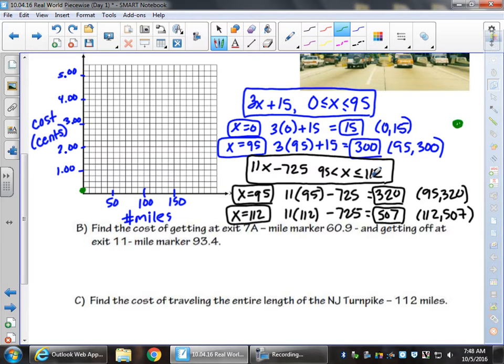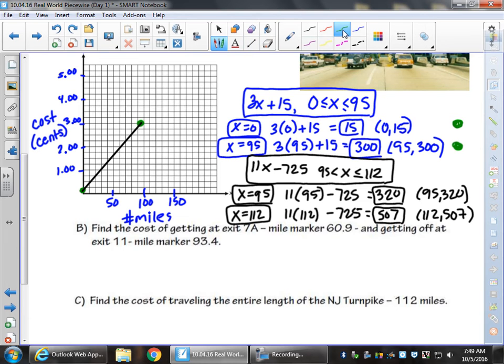95, 300, which will also be 95 and $3. Solid or empty? So 50, 60, 70, 80, 90, 95, halfway. Up to 3. Yes. Piece 1 accomplished.